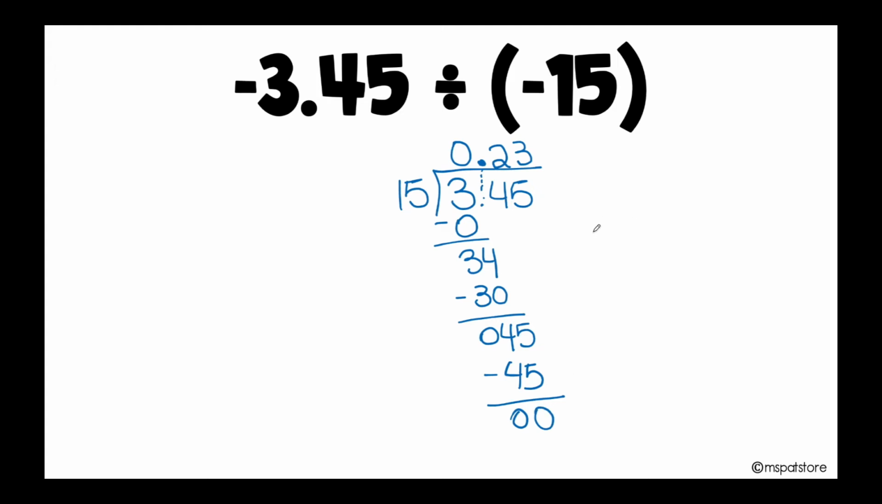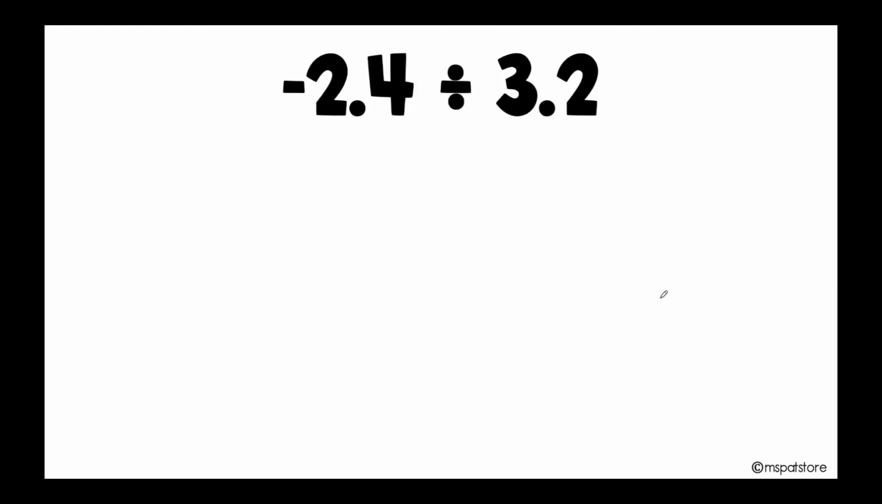In this case, my answer is not a repeating decimal. It is a terminating decimal because it ends, okay? It doesn't have any pattern. So my final answer is 0 and 23 hundredths. Again, as they have the same sign, you can see both of them are negative, my final answer will be positive. Pause the video and try to do this division by yourself.